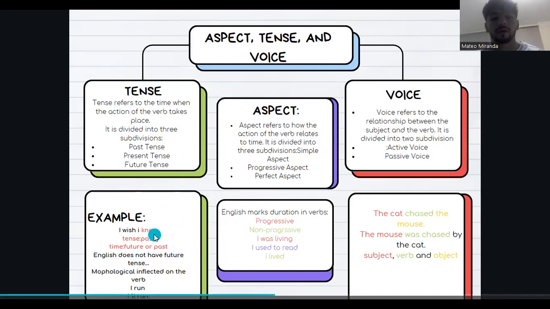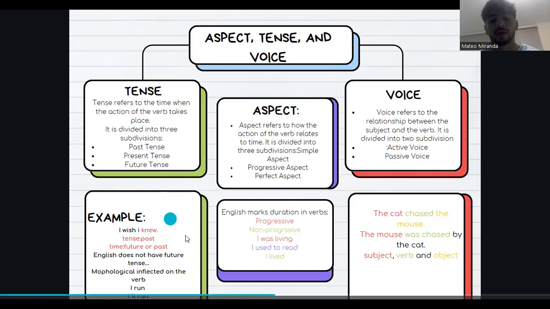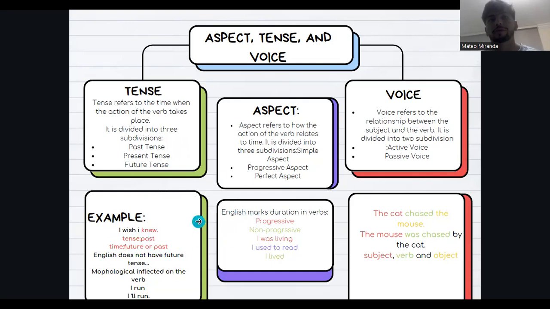I wish I knew. Knew is the tense that is in the past. The verb is in the past, but the time can be future or past because in "I wish I knew," you don't know when you wish that you knew something. So here we can see an example of a past tense because the tense is in the past, but the time can be future or past depending on how you say the sentence or how you want to express it.